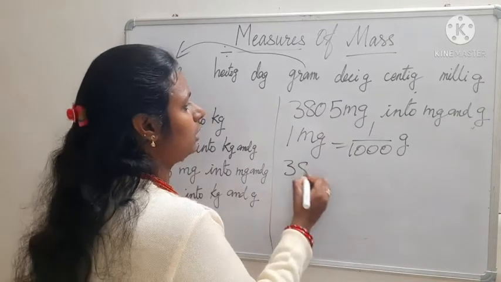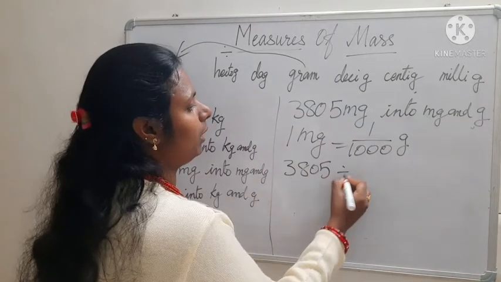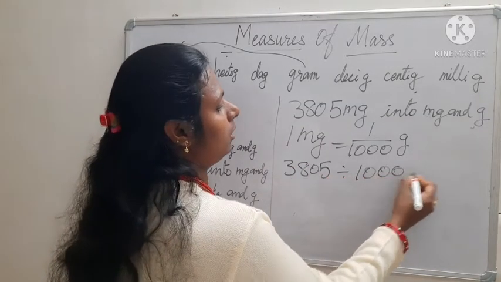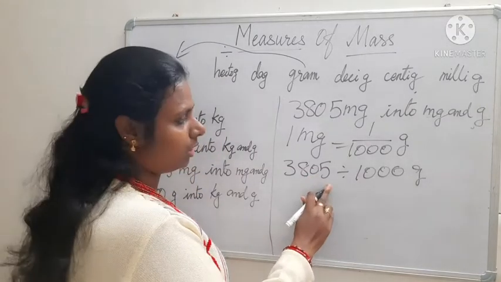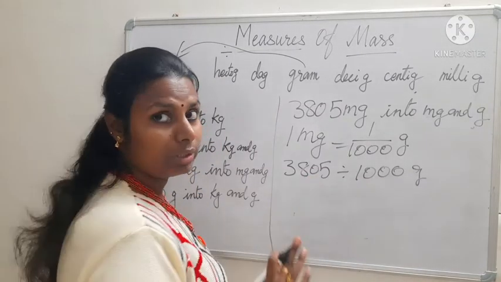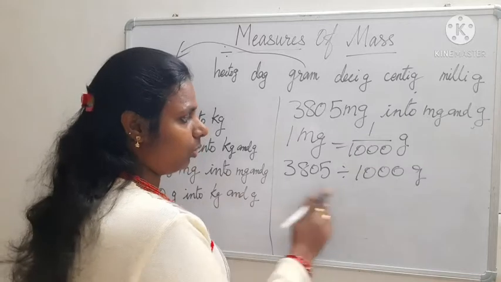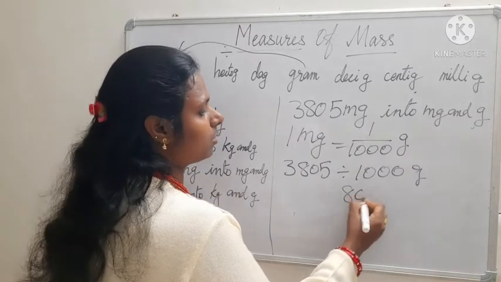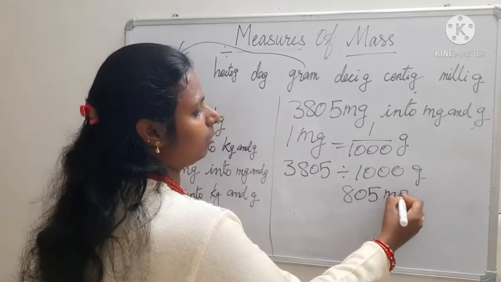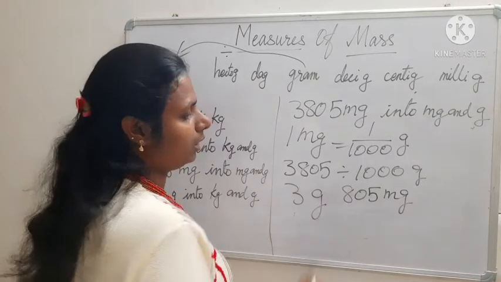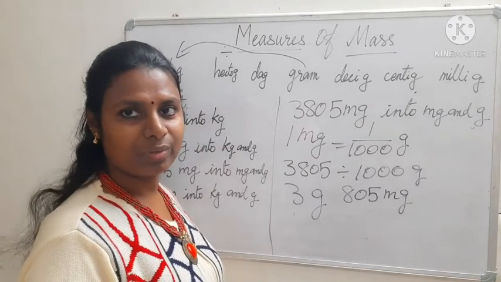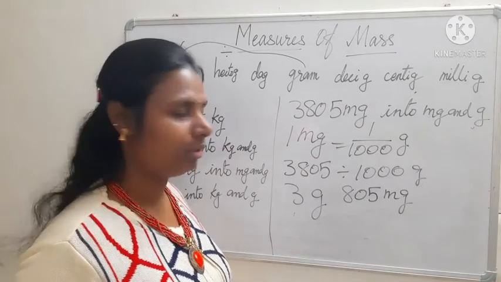So 3805 divided by 1000 gram. So 1, 2, 3. Last 3 digit number. So you know the division, isn't it? So 3 digits will go in remainder. That will remain as milligram. And the leftover 3 is going to be the gram. Have you got it? Shall we do one more question?